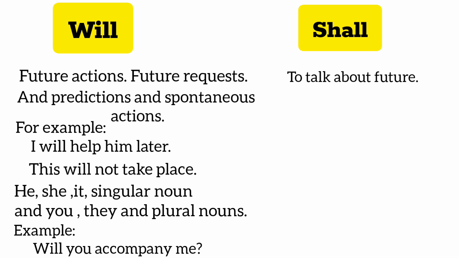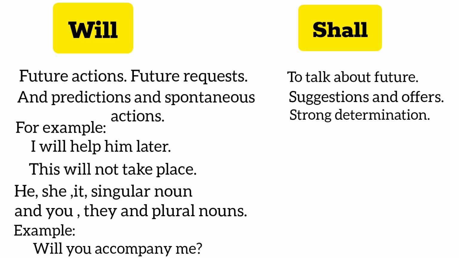Now, let's talk about shall. Shall is used with I and we. It is used for two things. First, it is used for suggestion or offer, and secondly, it is used to show strong determination. First of all, let's talk about its use as a suggestion or an offer.